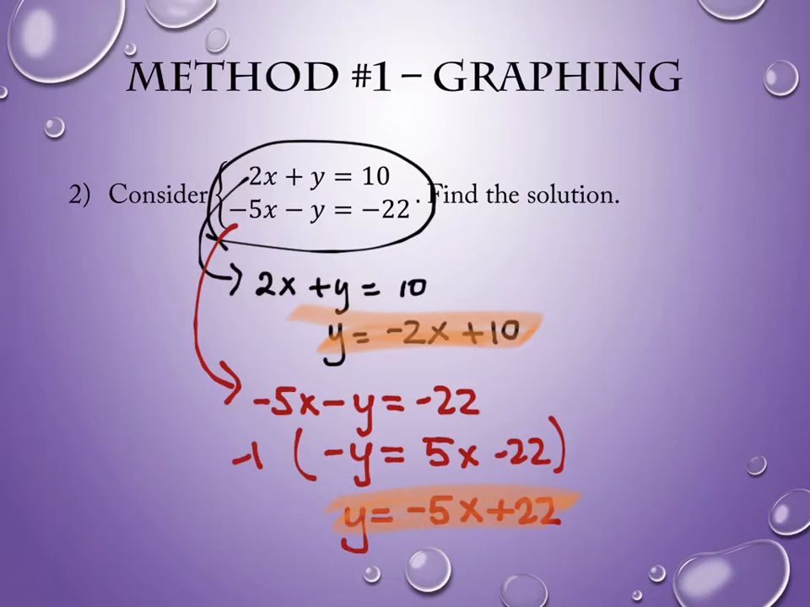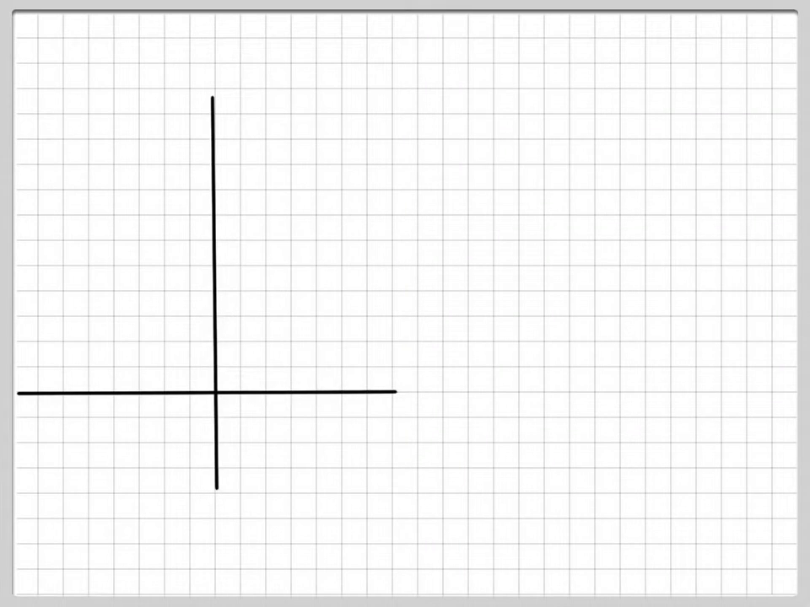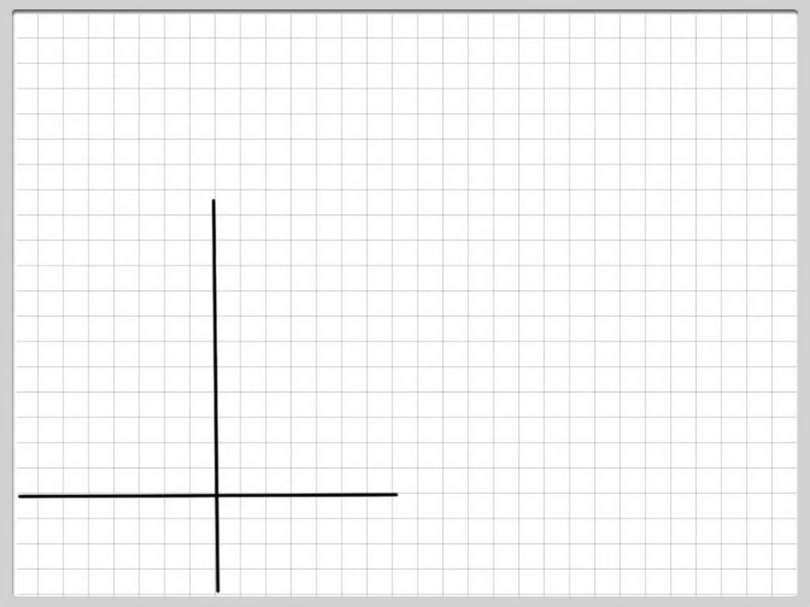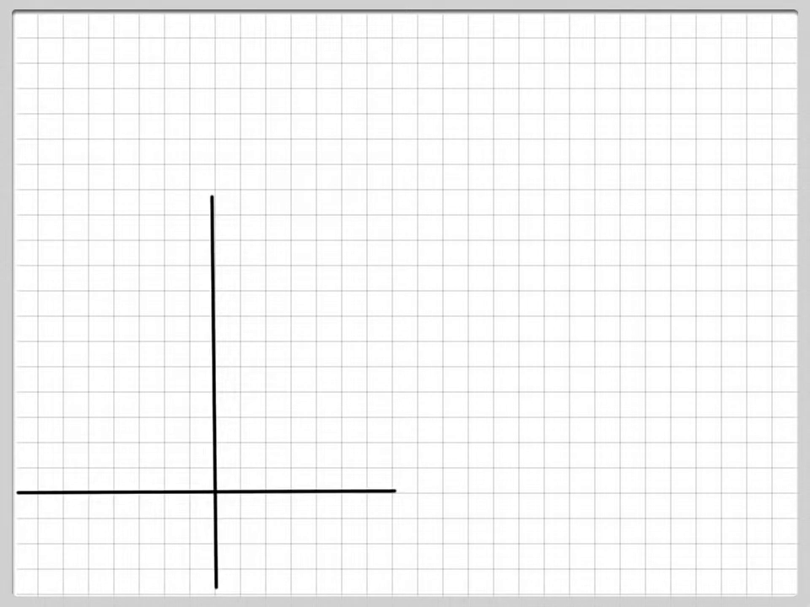And my first equation is y equals negative 2x plus 10. So what's my y-intercept? Yeah, 10. Sorry, I'm going to need to make this really tall in a minute here. It's got to go all the way up to 22. So I'm not even sure I'm tall enough as it is. All right, 10. Two, 4, 6, 8, 10.